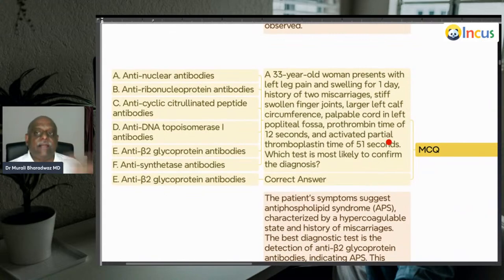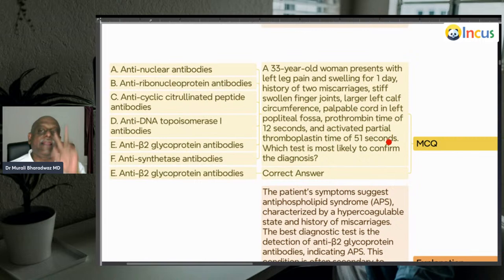33-year-old woman with left leg pain and swelling for 1 day with 2 miscarriages. Palpable cord in the popliteal fossa. PT is 12, APTT 51. Prolonged APTT.